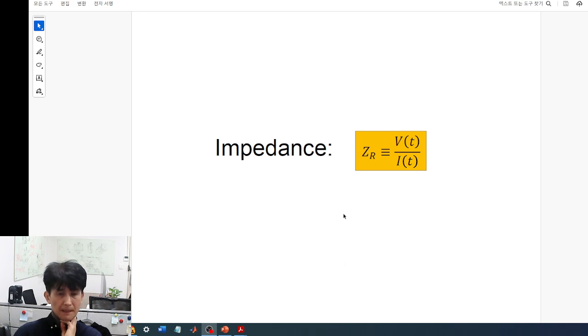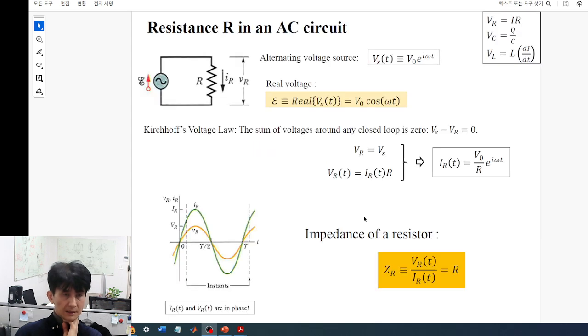Right. And here we define impedance, which is Z, and which is just the ratio between the voltage divided by the current. So voltage becomes Z times I, where Z is called the impedance.